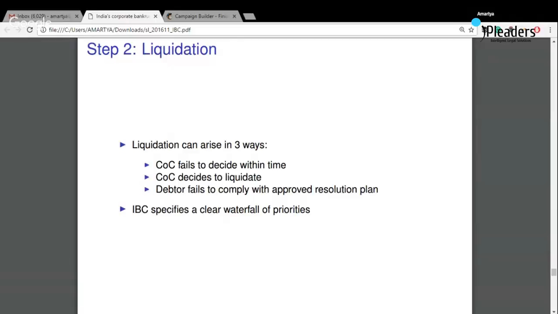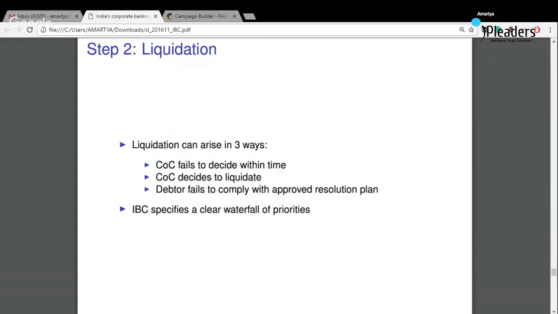The second way a company can go into liquidation is the COC itself realizes that this is a business failure, that the business model itself won't work, and therefore asks the NCLT to pass a liquidation order. So that's the second option. The third is, if the COC comes to a conclusion that this is a financial failure and it can be restructured, they enter into a scheme for restructuring and that is approved by the NCLT. However, subsequently, there is a breach of the conditions of restructuring by the debtor company itself. Then the debtor company can again be pushed back into liquidation. So basically, there are three ways in which a company can move into liquidation.